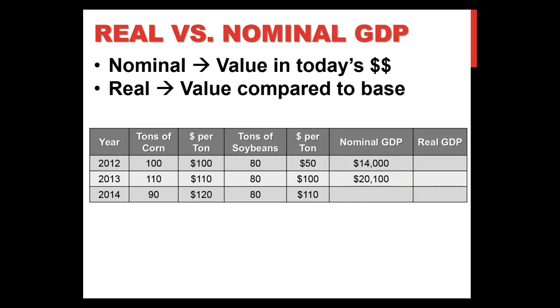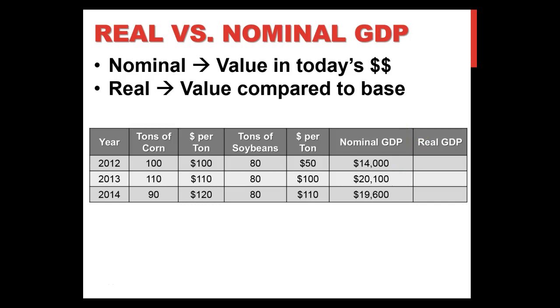And if we do the same procedure for 2014, we do 90 times 120 plus 80 times 110, and that gets us a total nominal GDP of $19,600. So did we shrink from 2013? Yes, we did. But are we bigger than we were in 2012 in nominal terms? The answer is yes, and by a significant amount. But are we really doing that well?